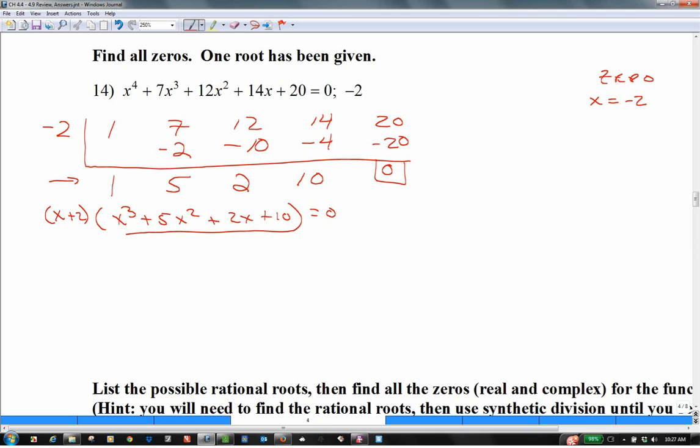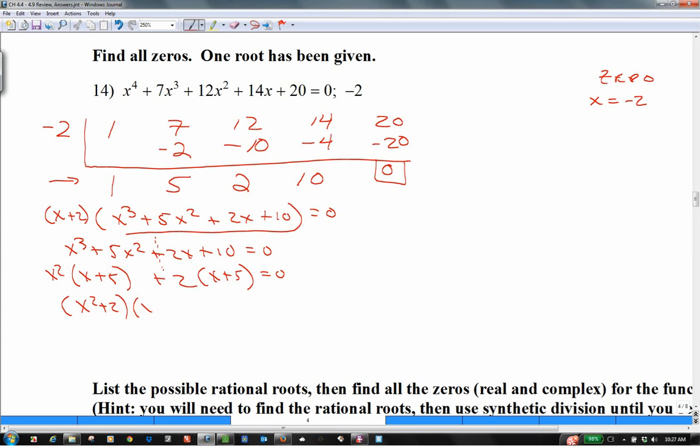So I would have x cubed plus 5x squared plus 2x plus 10 equal to 0 if I group it. I would have x squared times x plus 5. So I have to have x plus 5 over here. And I could pull out a 2. So I would have x squared plus 2, times x plus 5, equal to 0. So now I can find the zeros of this. For the x plus 5, I would have x equal to negative 5. So here's one of my zeros. x is equal to a negative 5.